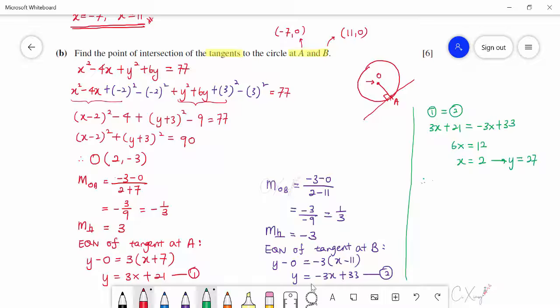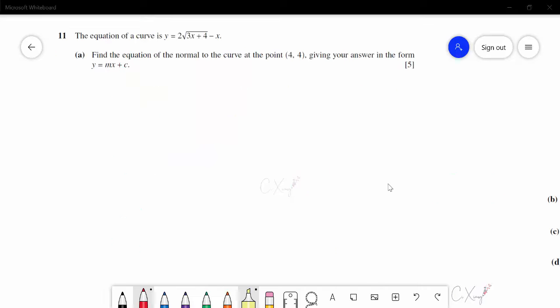And therefore, this is the point of intersection that we have. The coordinates of the point of intersection will be (2, 27). Okay, so this is how we solve question number 10. Now question 11, the last question for this paper.